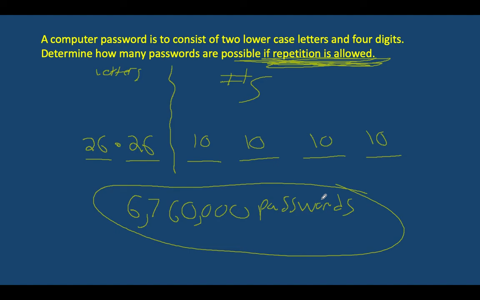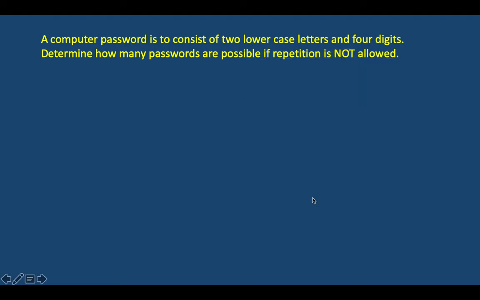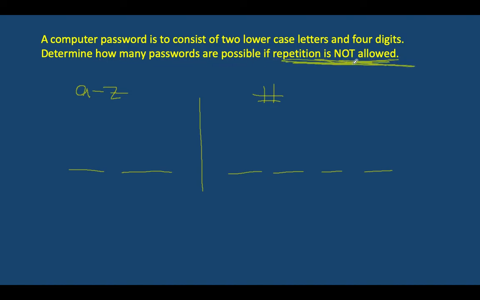Okay. Well, almost the same problem. A computer password consists of 2 lowercase letters and 4 digits. So I'm going to draw out my 2 lowercase letters, A through Z, and then we have our 4 digits. 1, 2, 3, 4. Determine how many passwords are possible if repetition is not allowed. So again, good that they tell us that's not allowed.